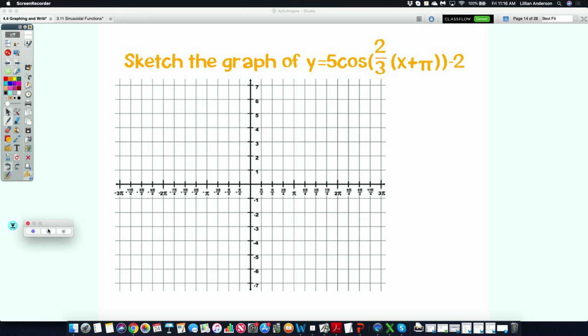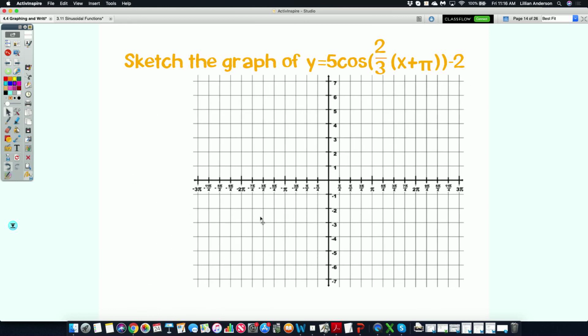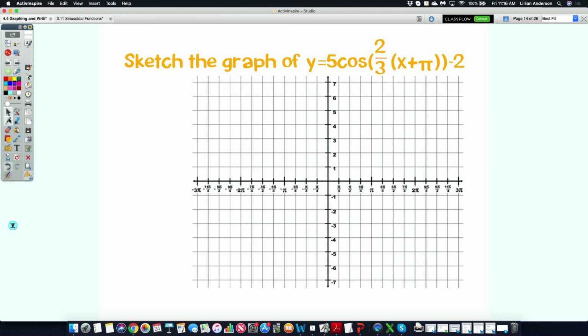Which ones affect your y's, Brock? Is it the 5, the 2/3, the pi, or the negative 2? The negative 2 and the 5. Very good. And so that leaves 2/3 and the pi to affect your x's.